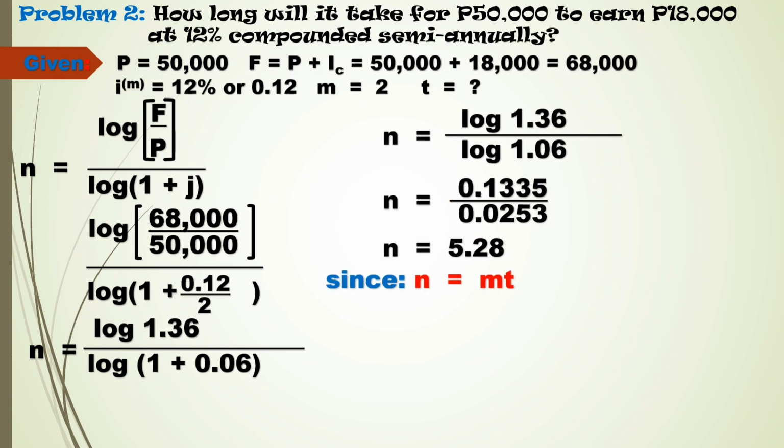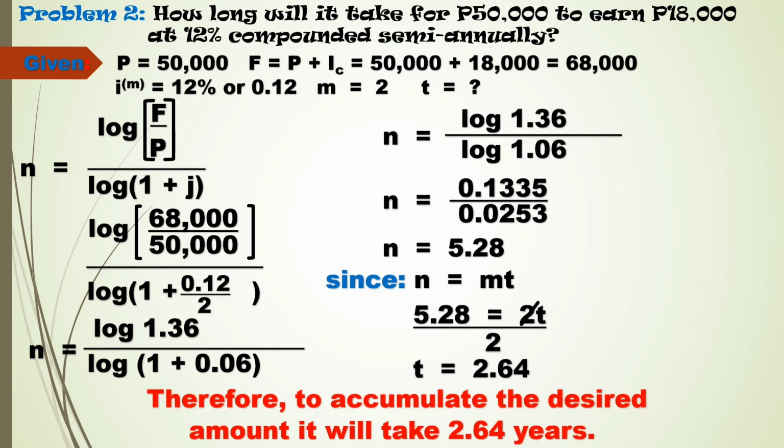Again, since n is equal to mt, by substitution, 5.28 equals 2t. Dividing both sides by 2, 2 is cancelled, t remains. 5.28 divided by 2 equals 2.64. And that is now the value of t. Therefore, for this particular problem, in order for 50,000 to earn 18,000 at 12% compounded semi-annually, it will take 2.64 years.